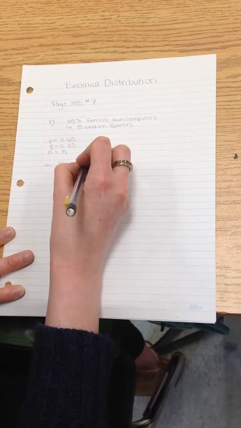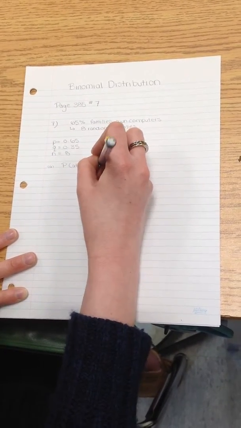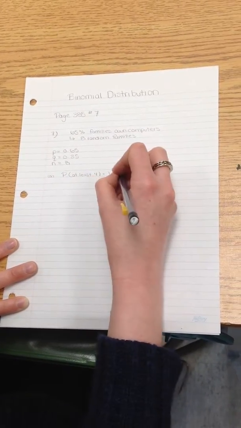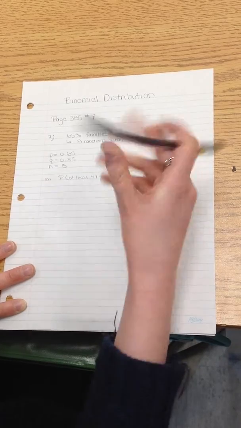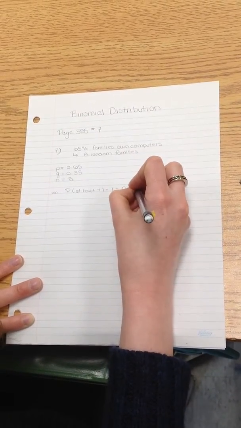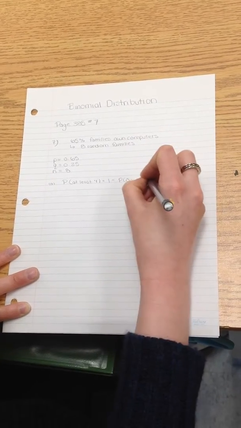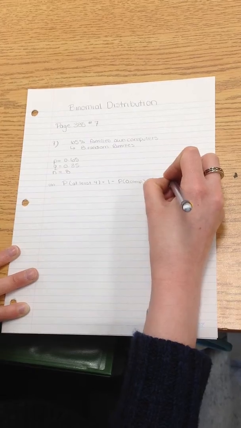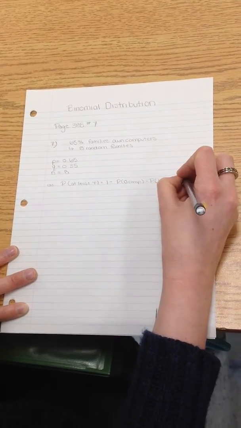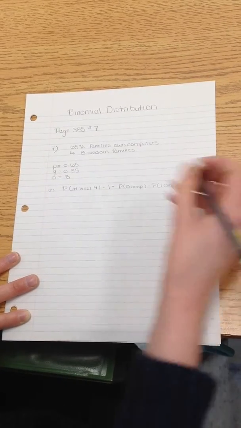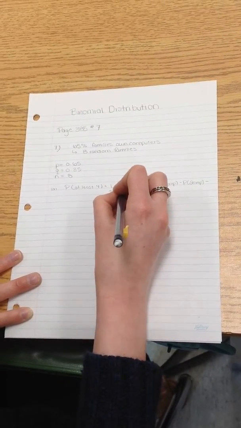So in this case, at least 4 families own computers. So that would equal 1 minus the probability of no computers, minus the probability of 1 computer, minus the probability of 2 computers, minus the probability of 3 computers.